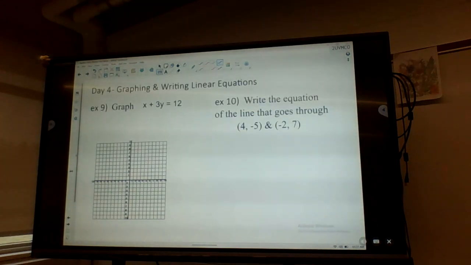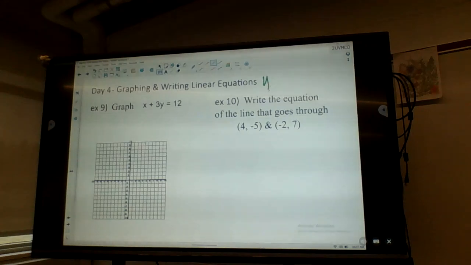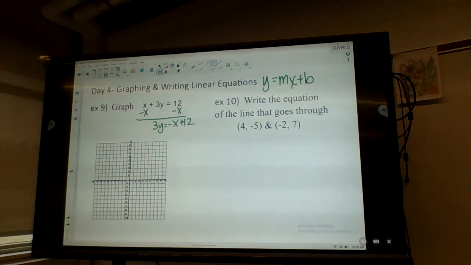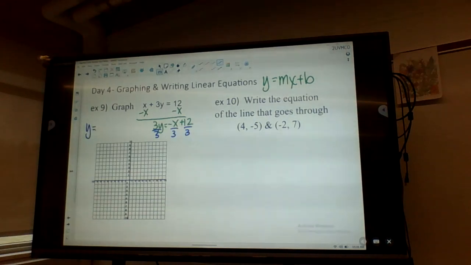All right. So our linear equations, y equals mx plus b. So we have to get the y alone. So we're going to move this x over. Now when I do that, I like writing the negative x first, plus our 12 here. And so we're going to divide everything by 3. So our equation ends up being negative 1/3 x plus 4.